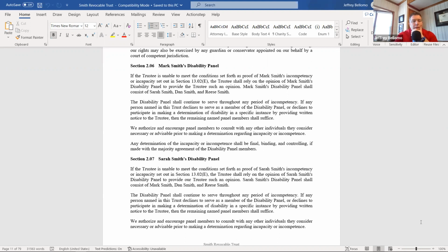So in this specific case, it's saying the spouse and the two children, and they have to agree unanimously. And we have that both for Mark and Sarah.